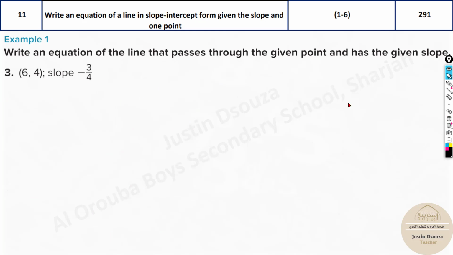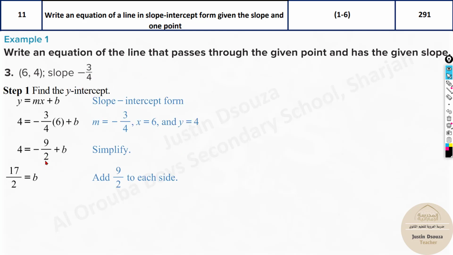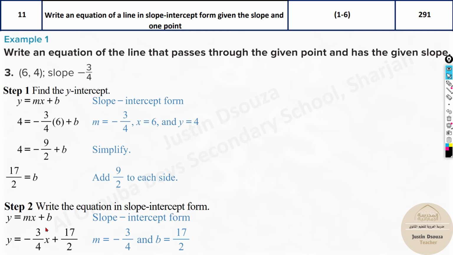Now another problem. Please do this problem by yourselves and then check the answers. Here we can just directly do the slope-intercept form. Y equals mx plus b. Substitute all these values. Find the b value. That's step 1. If you're having difficulties, just use a calculator. Otherwise, over here 9 by 2 is negative 4.5. So when you take it over here, it will be positive 4.5. This is 8.5. And then you just substitute in the slope-intercept form and get the answer.